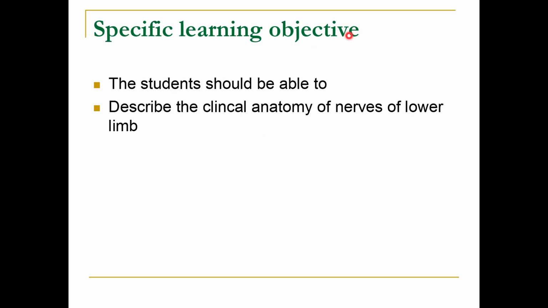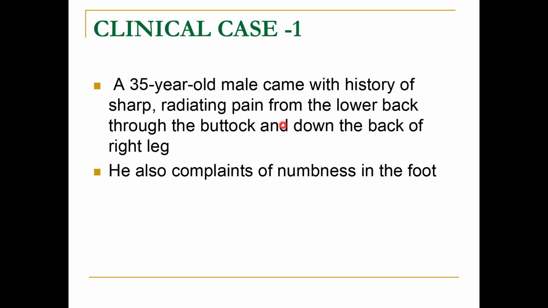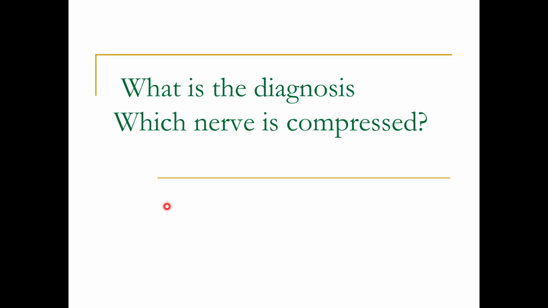Coming to the specific learning objective, the student should be able to describe the clinical anatomy of nerves of lower limb. Coming to the first clinical case, a 35-year-old male came with the history of sharp radiating pain from the lower back through the buttock and down to the back of the right leg. He also complains of numbness in the foot.